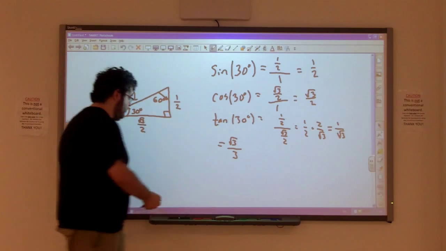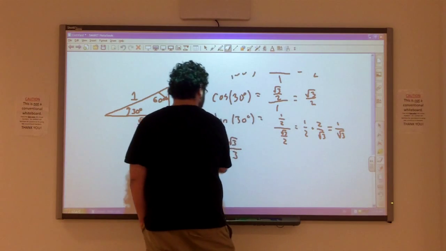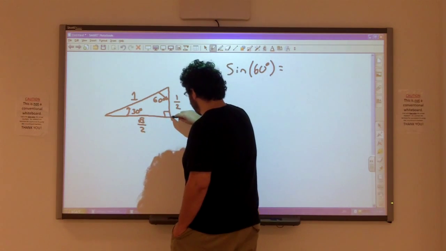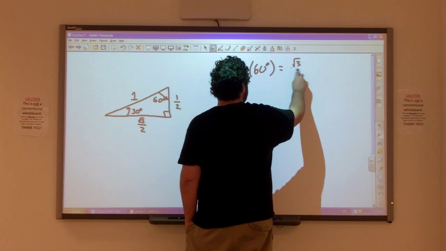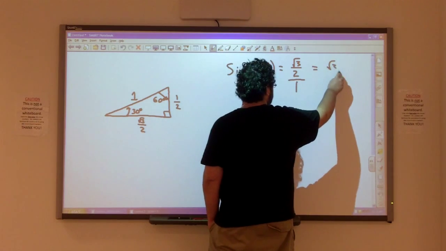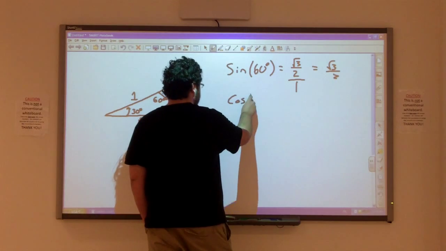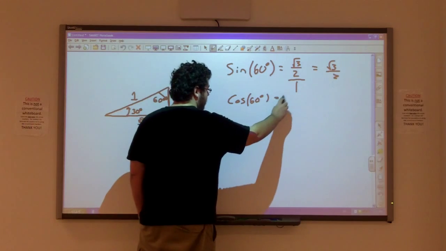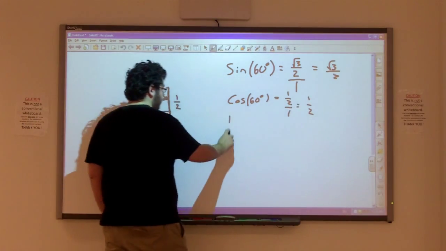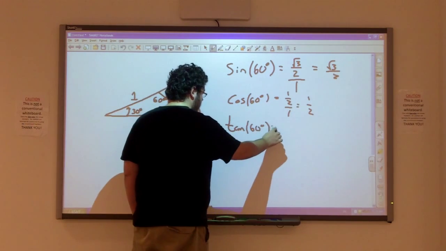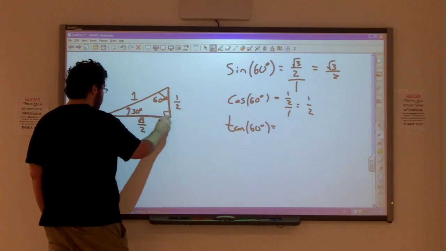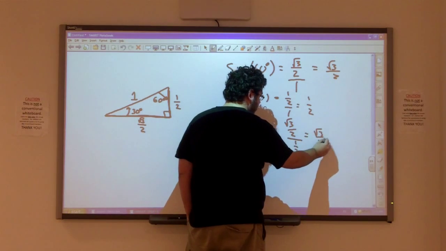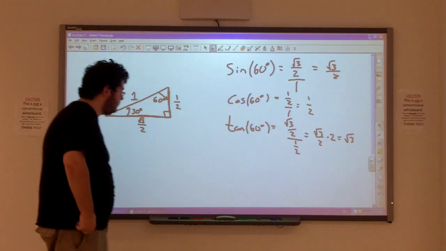What if we wanted to do 60 degrees? Well, let's do that. So, sine of 60, well, we now look at the opposite, which is opposite of this angle is this, divided by the hypotenuse. So we have square root of 3 over 2. Cosine of 60, well, that's going to be this side now, because this is adjacent to 60 over the hypotenuse. And the tangent is going to be the opposite over the adjacent. So square root of 3 over 2 divided by 1/2, which is the square root of 3 over 2 times 2, which is the square root of 3.